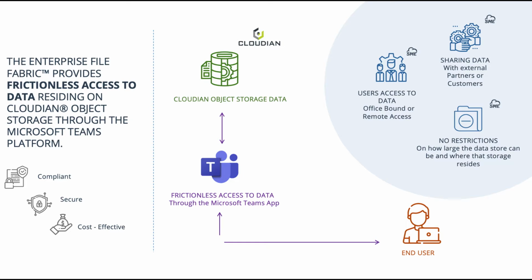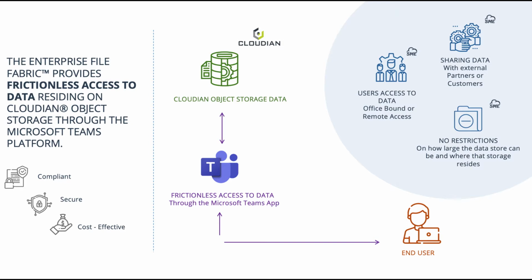their work data. Teams, however, has restrictions on how large the data store can be, for example, typically no larger than 2 gigabytes per item, and where that storage resides, for example on SharePoint and OneDrive, which can quickly become costly, particularly when using Teams channels to work with external partners and customers.